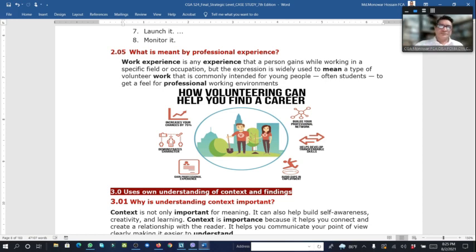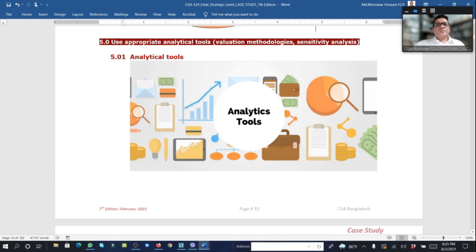So here we need analysis. There are different types of analysis, sensitivity analysis, valuation methods, the type of tools we use on the corporate side.